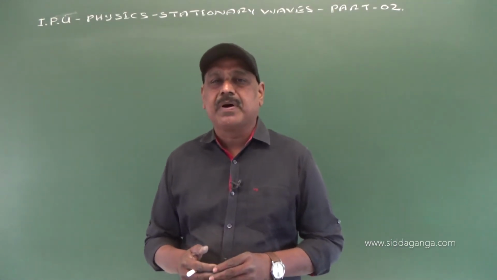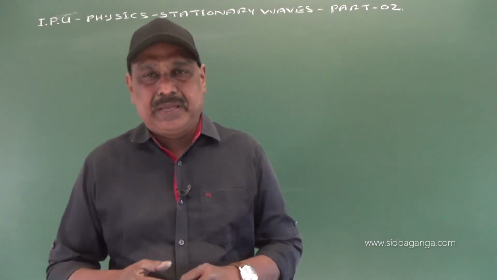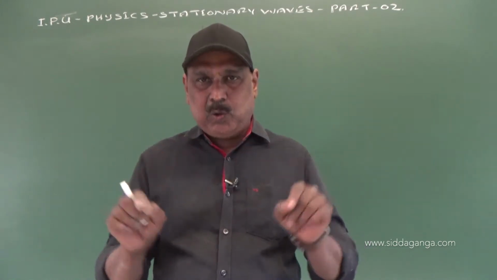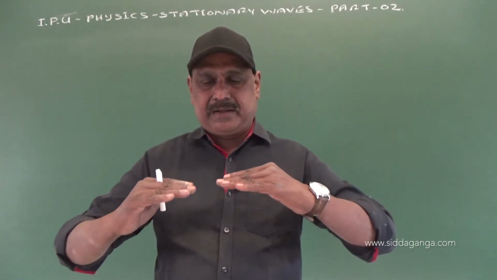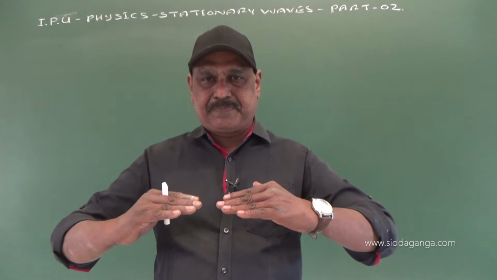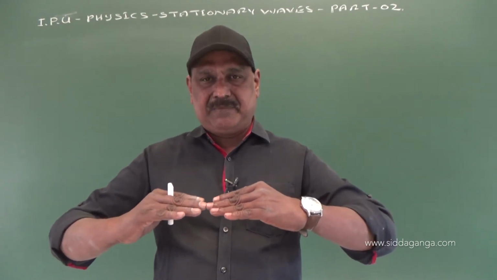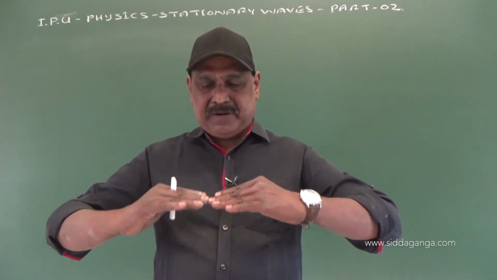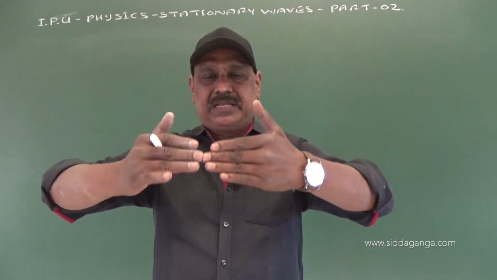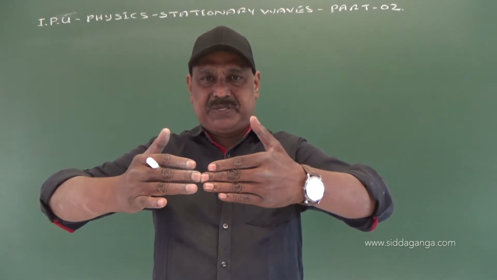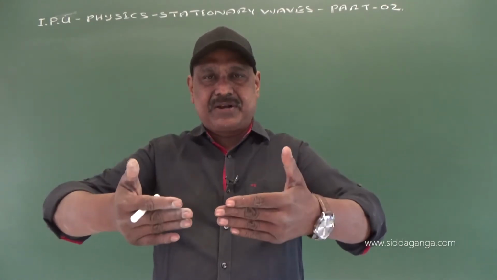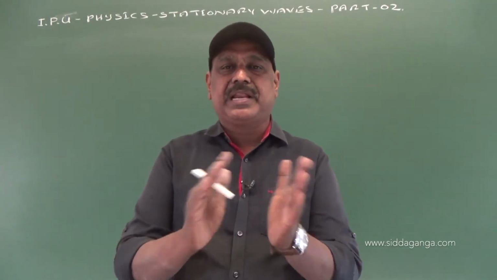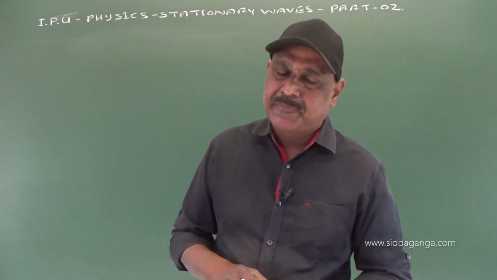And all particles in a given loop vibrate with the same phase. That means in that loop, suppose at any instant of time one particle is in the mean position, then all the particles in the loop are in the mean position. But the moment all the particles reach their maximum displacement position, in upward or downward direction, that means there is no phase difference between any two particles in a given loop.